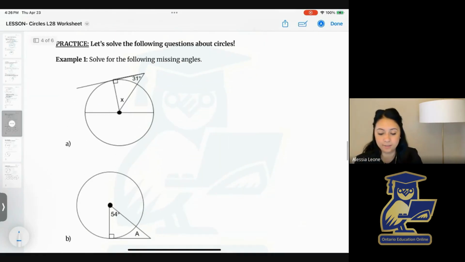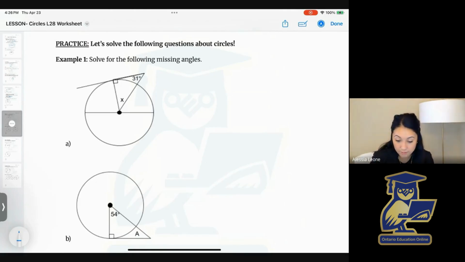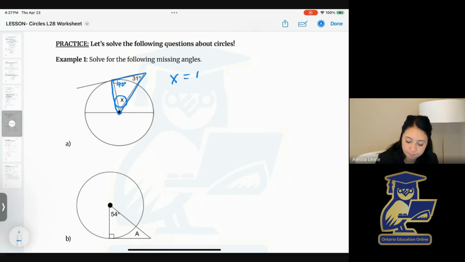Now we can practice. So solve for the missing angles. Here it's asking us to find x. So we know this is 90. We know this is a triangle. All the angles in a triangle should equal 180. We can do 180 minus what we know to find x, minus the 31 we're given, minus the 90 that we know.